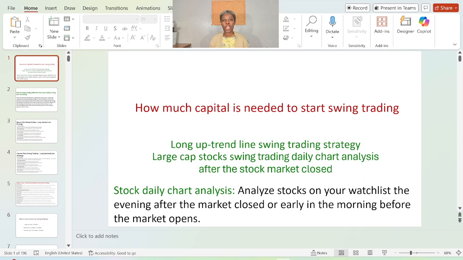Hello, how much capital is needed to start swing trading? Well, I will say as little as the amount required to open the brokerage account. The minimum amount your brokerage firm requires you to have in the account, if it's high enough to buy one share of a stock that is on your watch list, that's all you need as capital to start swing trading.